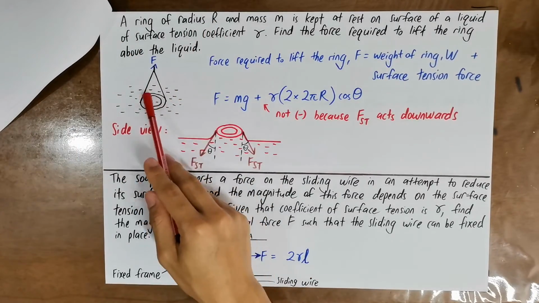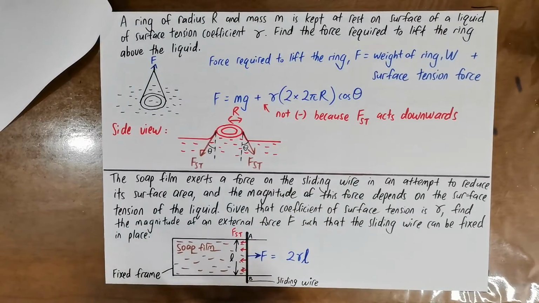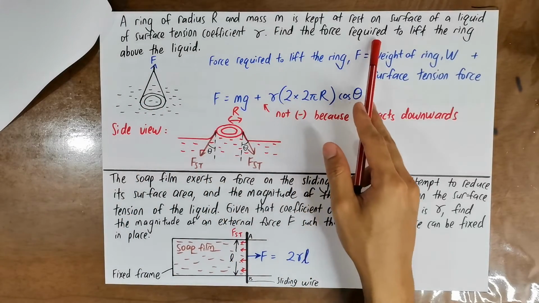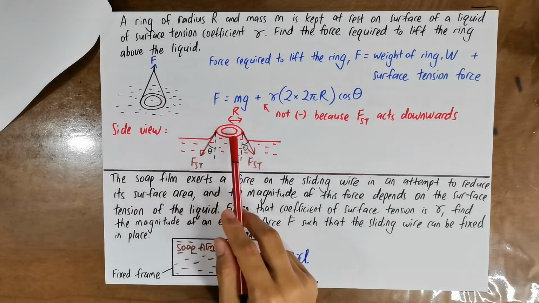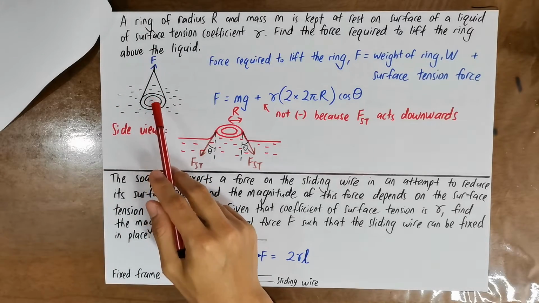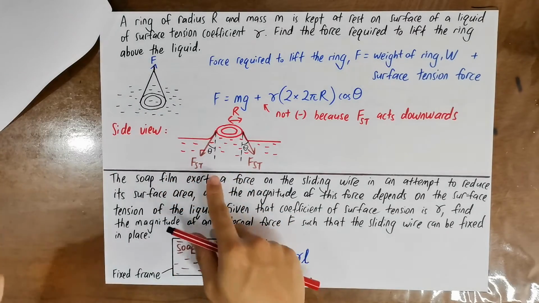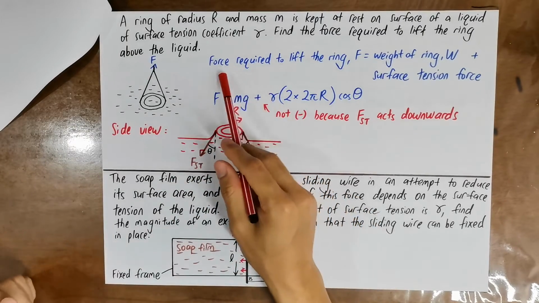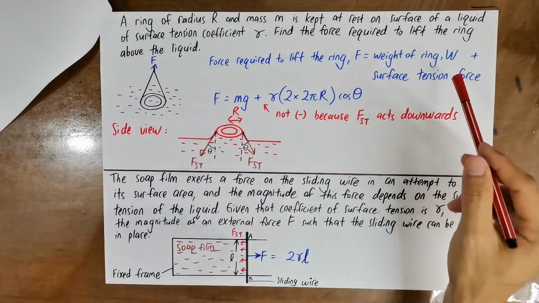A ring of radius r, and mass m is kept at rest on the surface of a liquid of surface tension coefficient gamma. Find the force required to lift the ring above the liquid. So now you are going to take the ring out of the water. You want the ring to be out of contact with the water surface, and while you are lifting, you can see that the surface tension will act downwards. So the force required to lift the ring is equal to the weight of the ring plus the surface tension force in the downward direction.